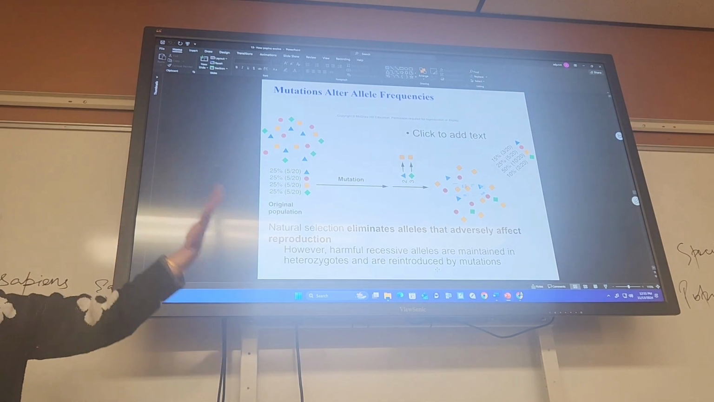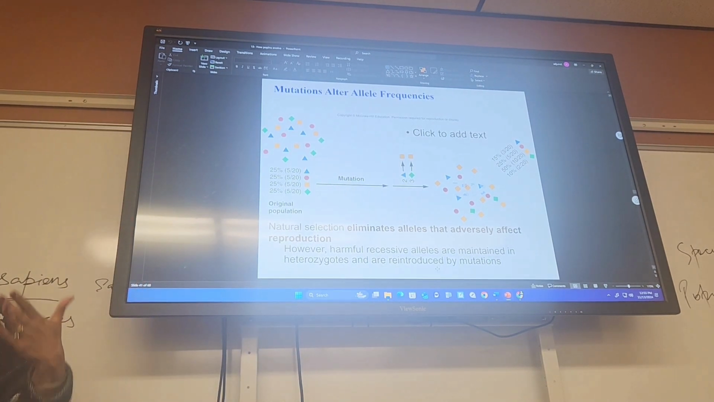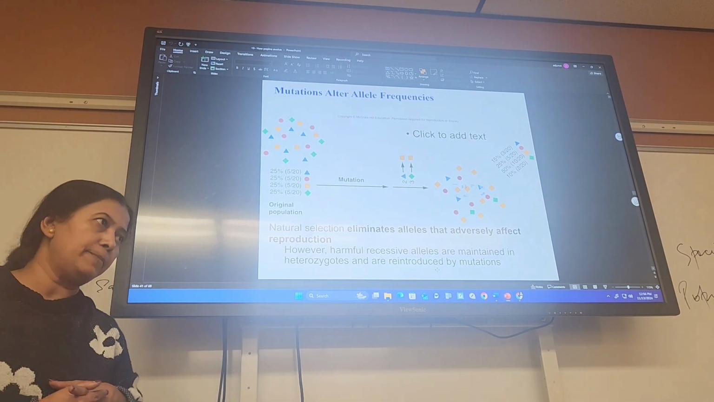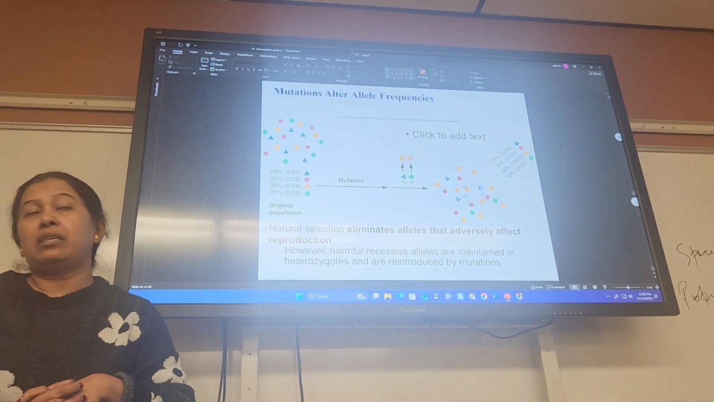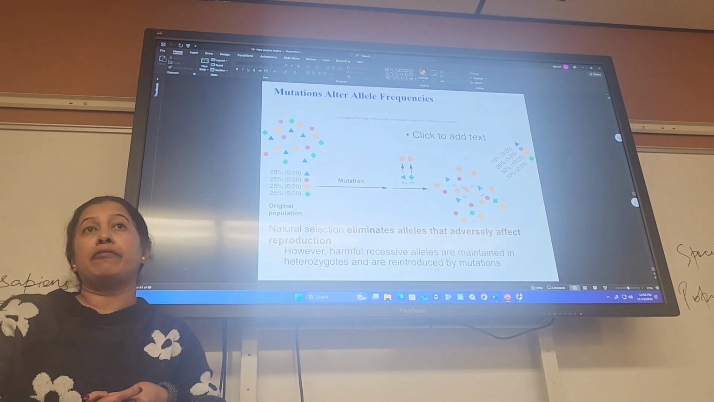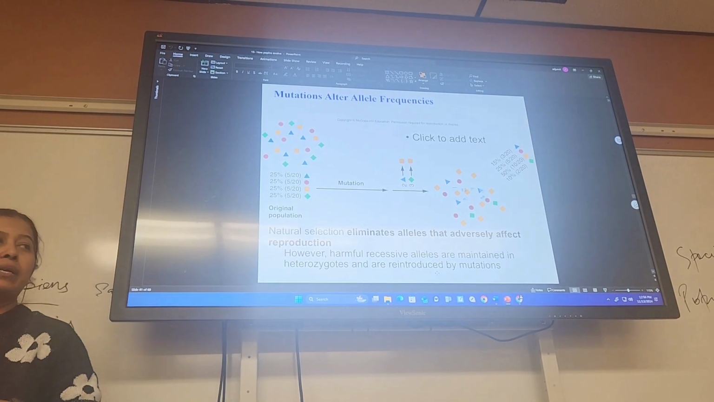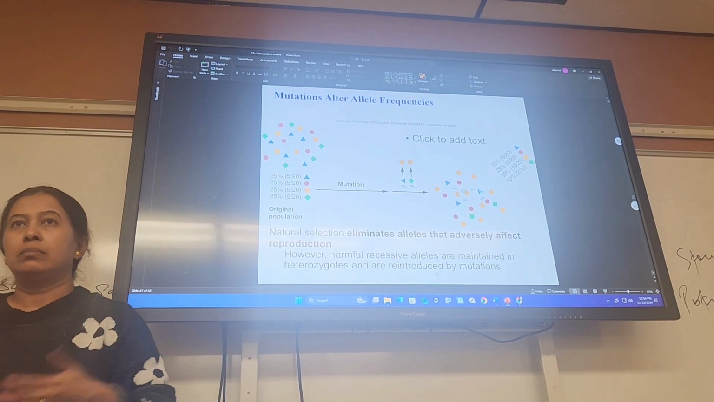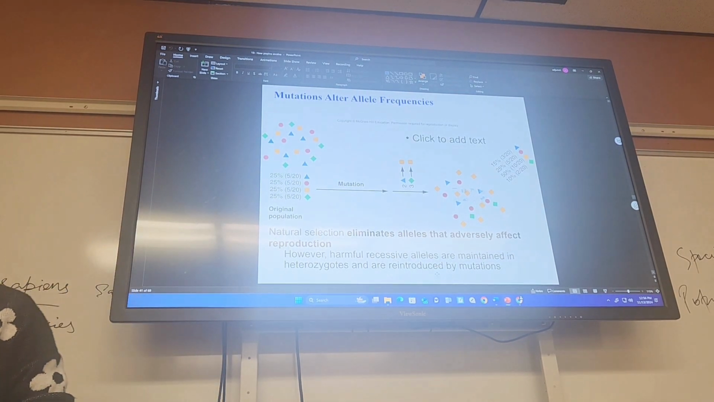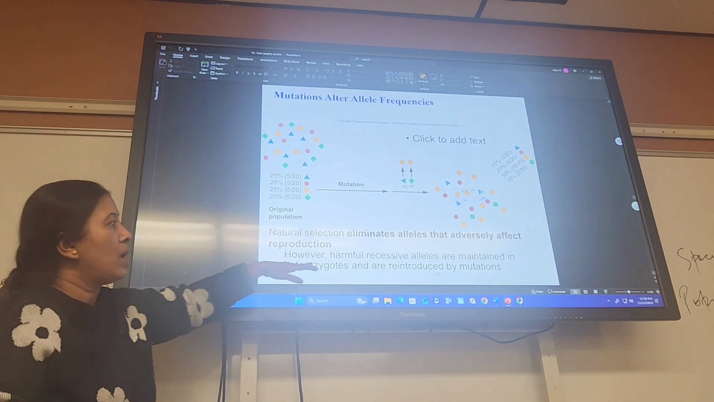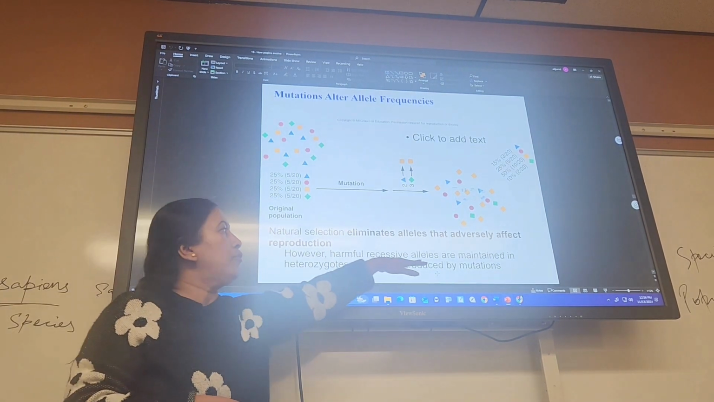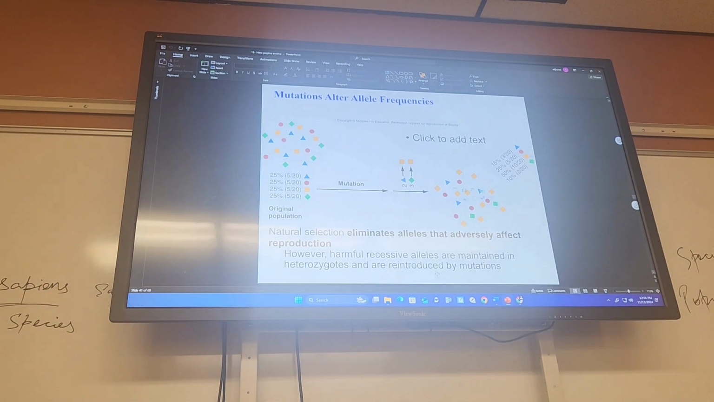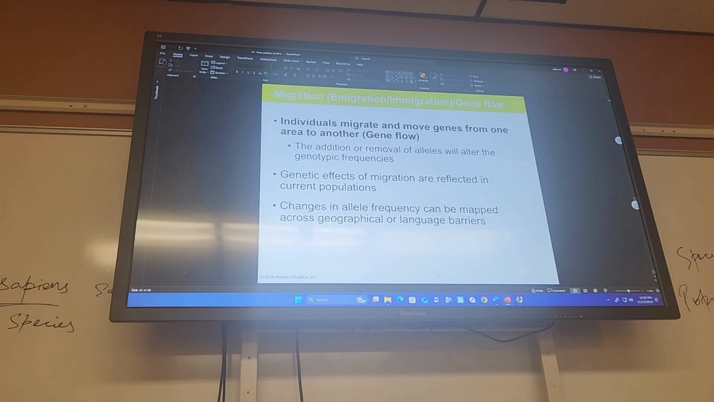How did the giraffe get the long neck? Some giraffes got a random mutation which made their neck longer, right? Then was that mutation just sufficient to make all the giraffes with long necks? No, natural selection favored it. Why? Because those giraffes could eat more. Simple. So nature favored it. So those giraffes survived more. So sometimes you see harmful recessive alleles are maintained in heterozygotes and are reintroduced by mutations. We will see that later on.